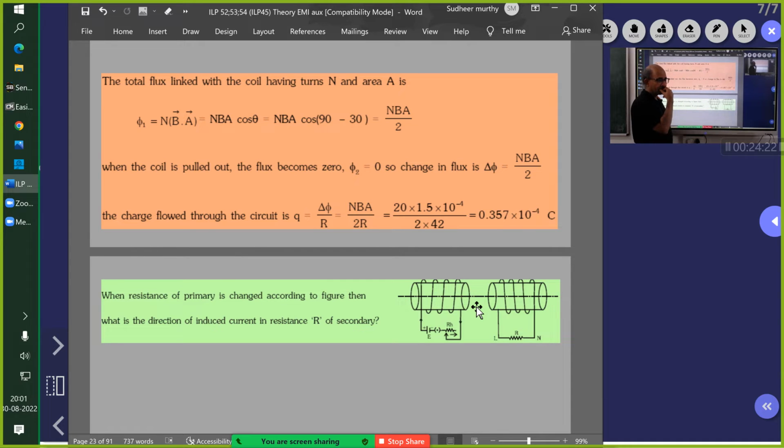Sir, why do you need to only increase the resistance? You can also decrease it. A rheostat means variable. Read it properly: when the resistance of the primary is changed according to the figure. According to the figure they have shown an arrow also, so they are telling you to go from here to here.